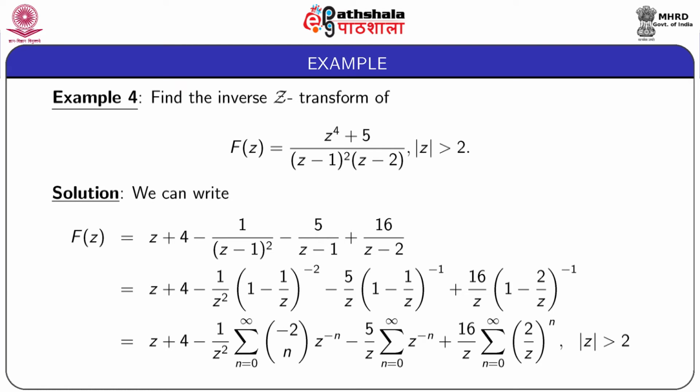Now we come to example 4. Find the inverse Z transform of Fz equal to z to the power 4 plus 5 divided by (z minus 1) whole square into (z minus 2), for mod z greater than 2. We shall illustrate this method. For the solution, we can write Fz as partial fractions as z plus 4 minus 1 by (z minus 1) whole square minus 5 by (z minus 1) plus 16 by (z minus 2). And this can be adjusted to write as z plus 4 minus 1 by z square into 1 minus 1 by z to the power minus 2, minus 5 by z into 1 minus 1 by z to the power minus 1, plus 16 by z into 1 minus 2 by z to the power minus 1.